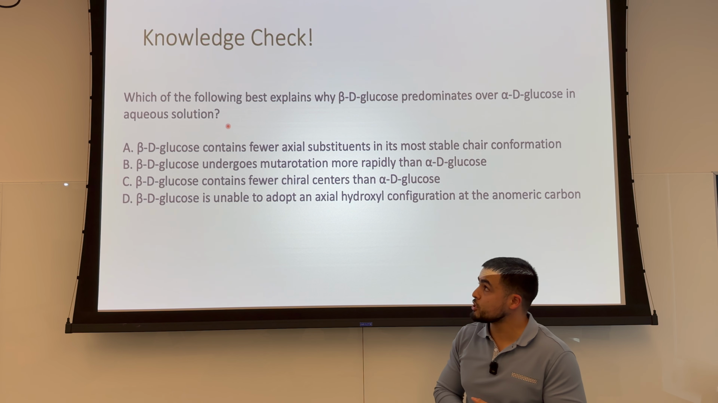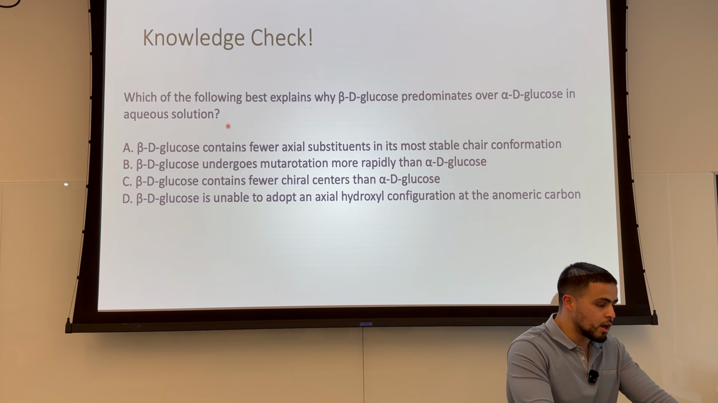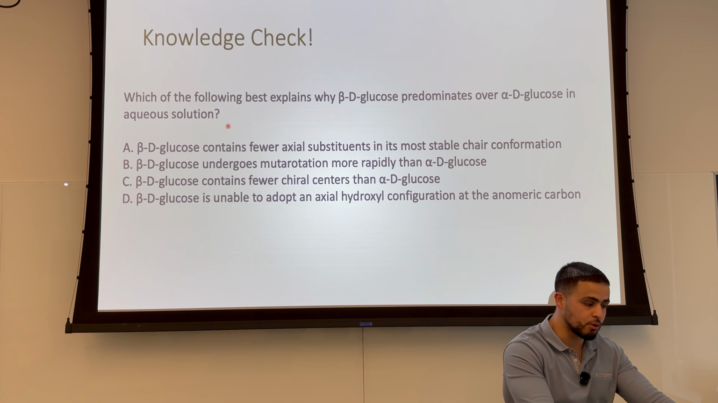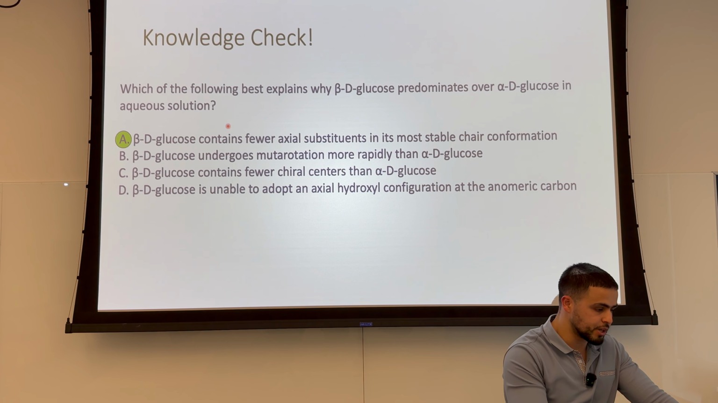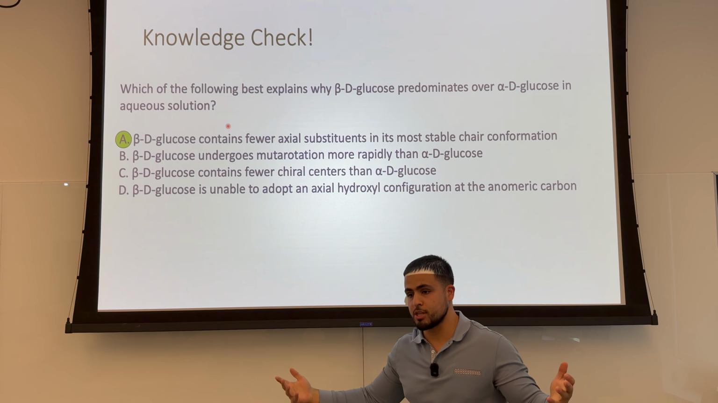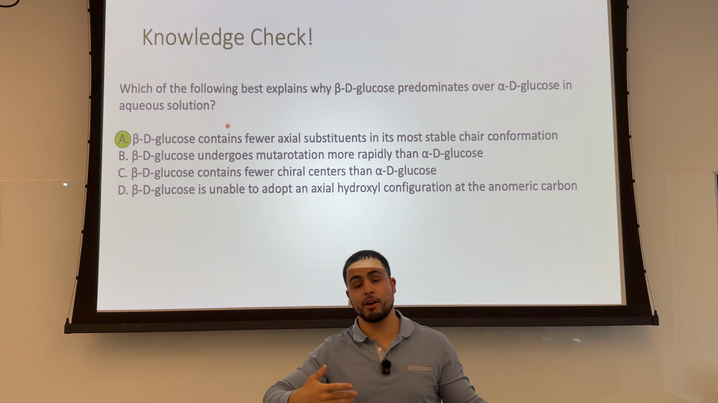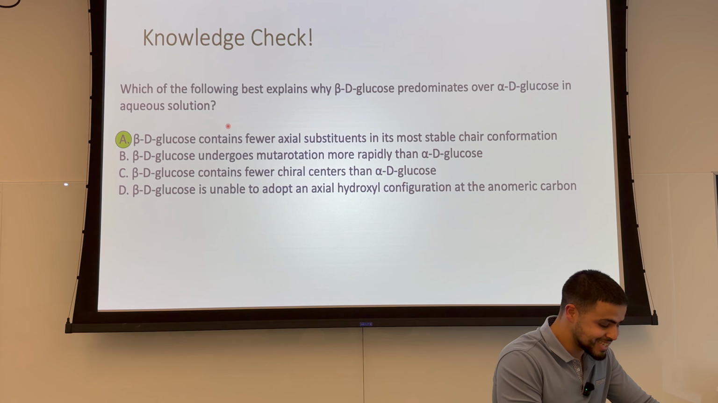Okay, let's do some knowledge checks. I know that was a lot, but let's push through these knowledge checks over here. Which of the following best explains why beta-D glucose predominates over alpha-D glucose in aqueous solution? So you can pause, but I'm going to jump straight to the answer right here. So the answer is beta-D glucose contains fewer axial substituents. So recall the hydroxyl group was in the equatorial position in beta-D glucose, and therefore it was more stable.